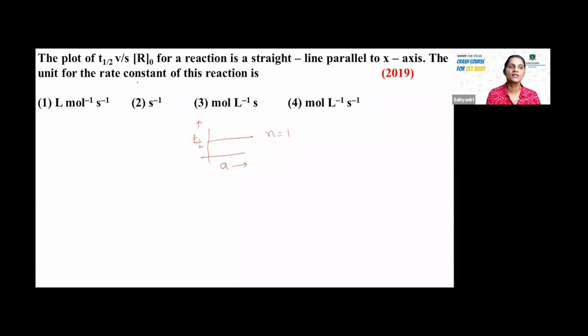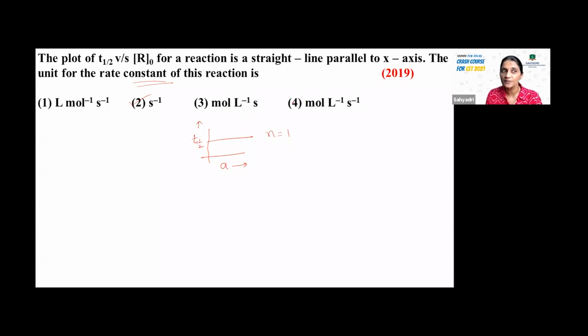What is the rate constant unit for this first order? It is per second. If N is equal to 0, then what would have been the answer here? If you get N equal to 0, I'll frame a question where N becomes 0: moles per liter per second. Somebody's giving 3 as an answer. No, 3 will not be the answer. Second is there here. So 4 would be the answer.